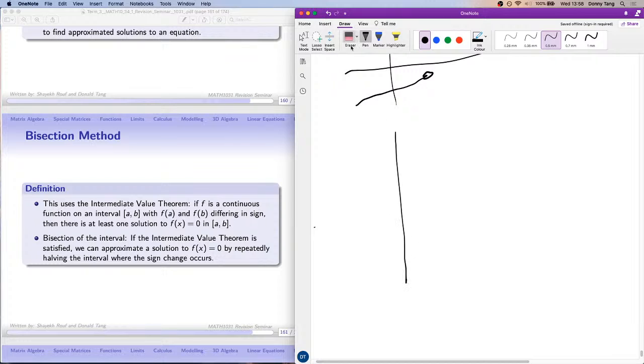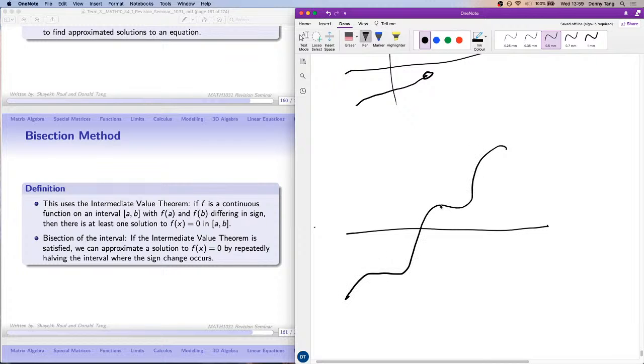So what we do is, if I take an example of a function here, it's going to look like this. We're going to evaluate this function at f(a). This is going to be f(b). This is going to be negative. This is going to be positive. So what you want to do is halve the interval. So bam, we split it in half.